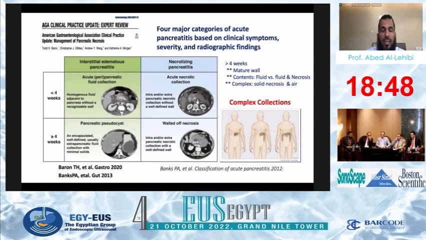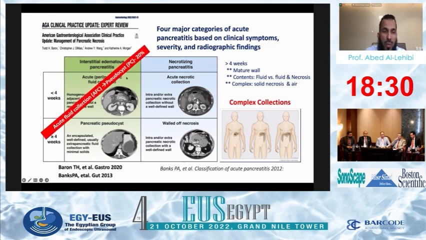This is the very clear Atlanta classification. As you see, we have interstitial or edematous pancreatitis, and also necrotizing pancreatitis, two types of pancreatitis, and also we have durations of more or less than 4 weeks. So you have to know the outcome of those collections as you follow your patients.